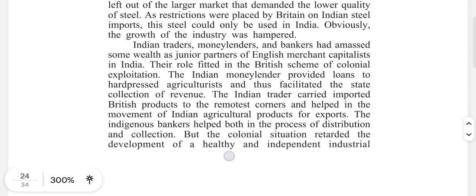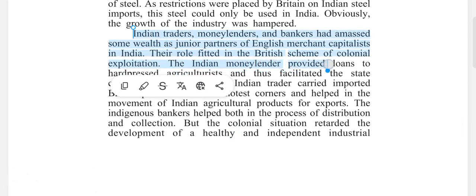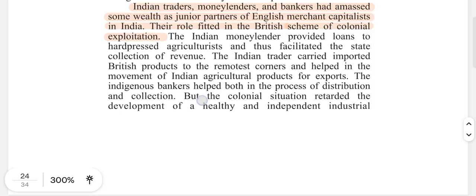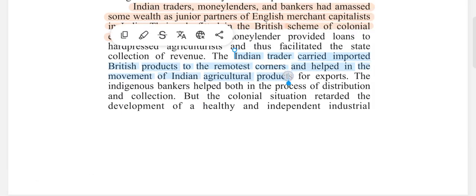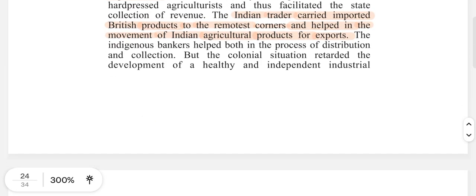Indian traders, moneylenders, and bankers had amassed some wealth as junior partners of English merchant capitalists in India. Their role fitted in the British scheme of colonial exploitation. The Indian moneylender provided loans to hard-pressed agriculturists and thus facilitated the state collection of revenue. The Indian trader carried imported British products to the remotest corners and helped in the movement of Indian agricultural products for exports. The indigenous bankers helped both in the process of distribution and collection.